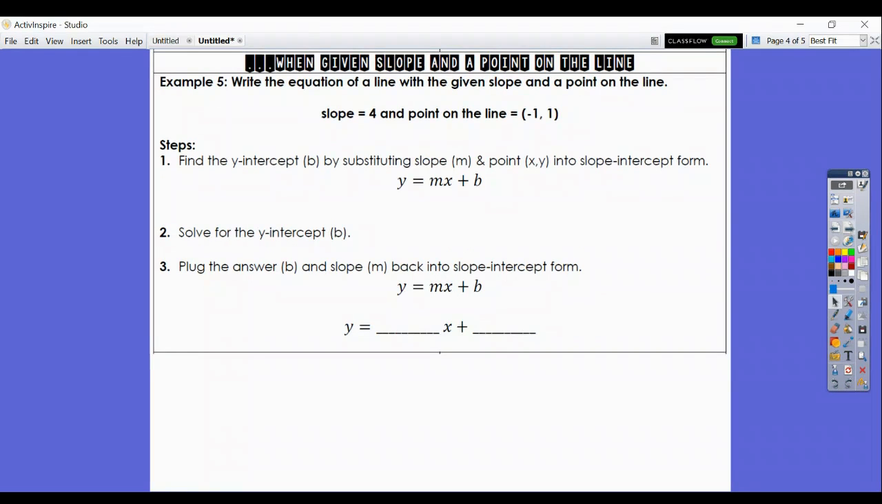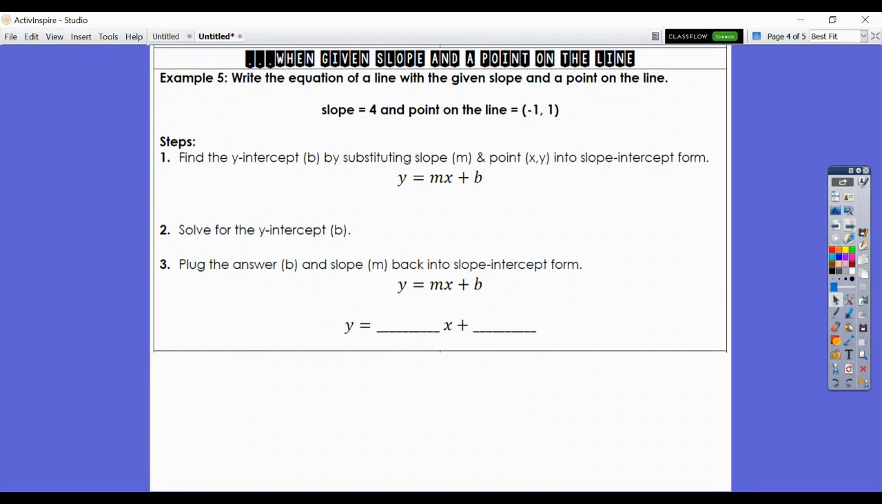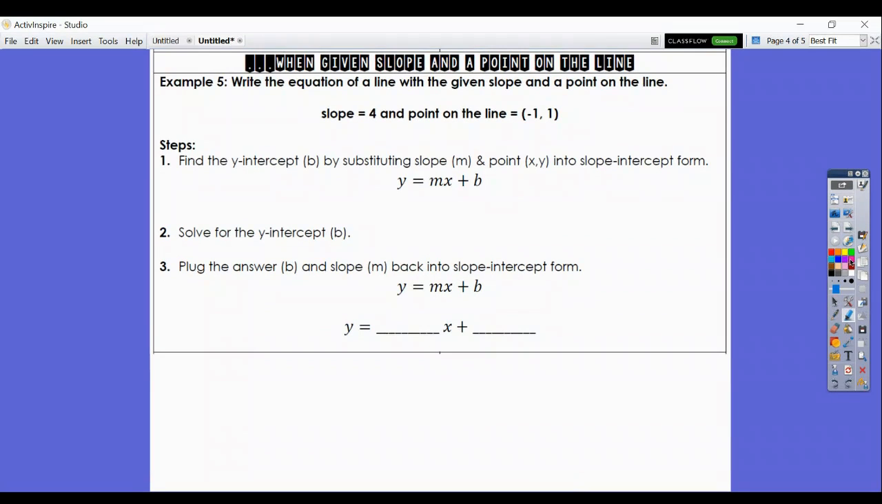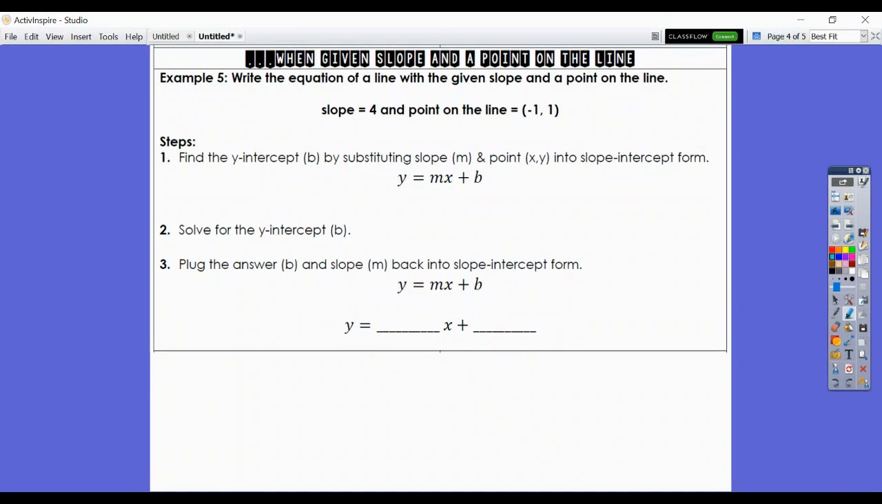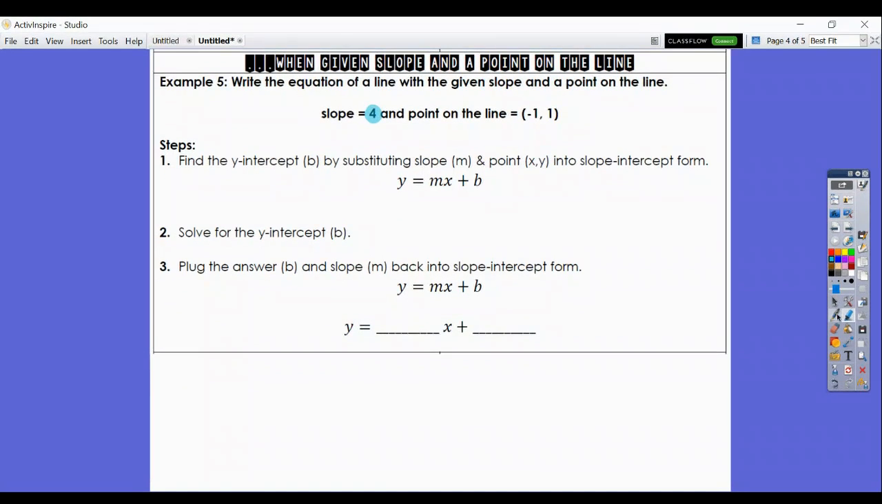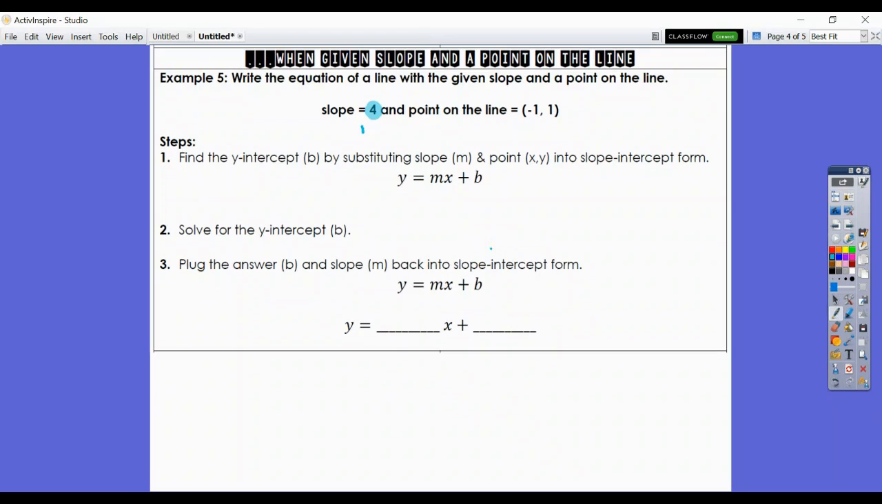We talked about another scenario. The second scenario for this video notes is when given a slope and a point on the line. For example number 5, we want to write the equation of a line with the given slope and a point on the line. The slope is going to be 4, which is going to be our m value. Slope is always m in my equation.